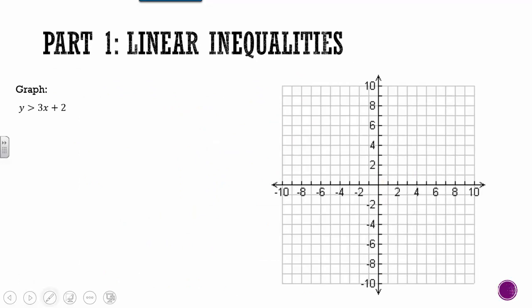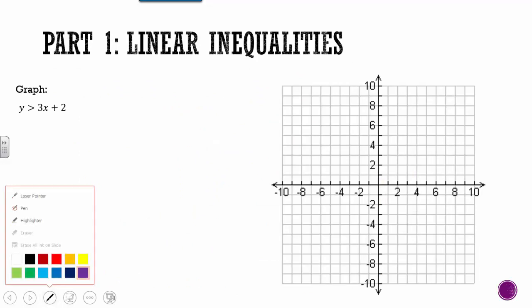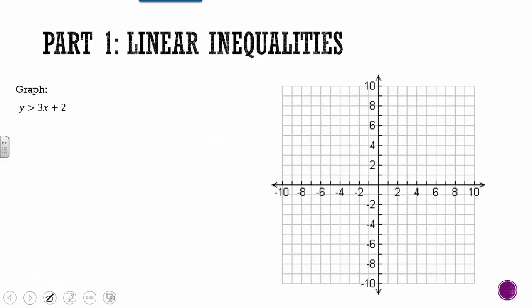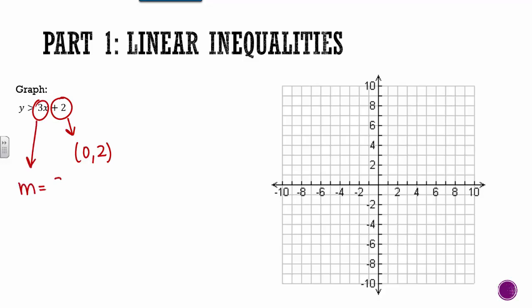So let's graph it. First thing I notice is it is in y equals mx plus b form. So I'm going to pick out my important information. Remember, this is my y-intercept, and this is my slope. We like to write it as a fraction. So I'll start with 0, 2, and then go up 3 over 1, 3 over 1. I could go down 3, backwards 1, however many points I want to make.